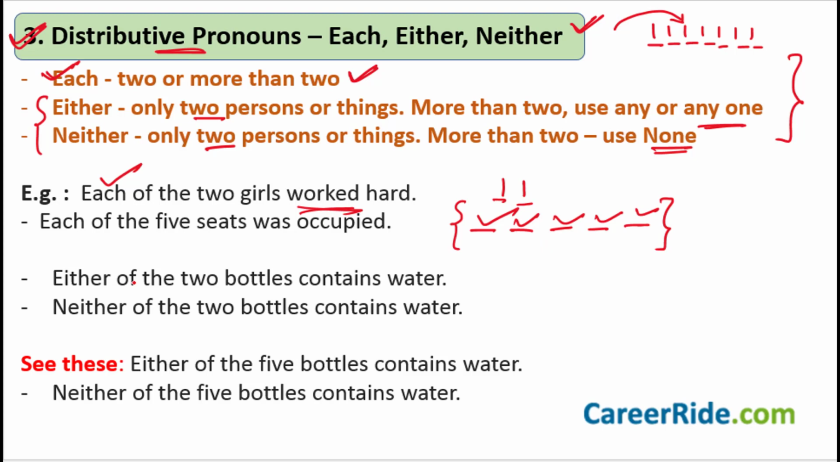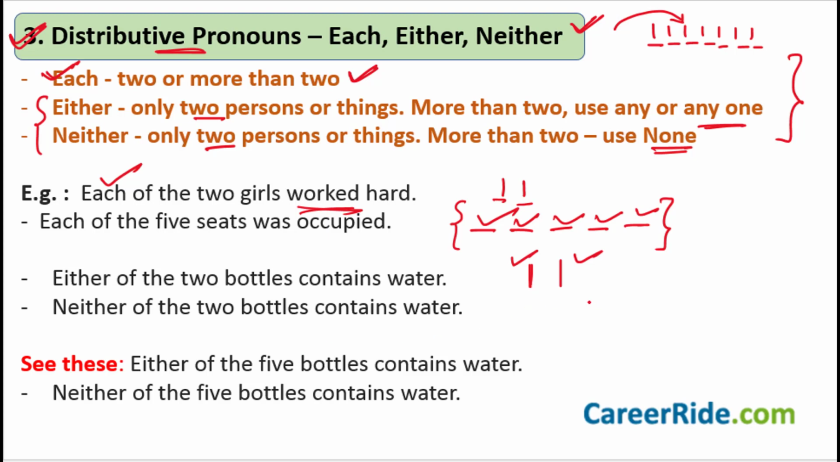Okay. Similarly, either of the 2 bottles contains water, right? There are 2 bottles and we can use either only for 2 things or 2 people, right? And it is trying to tell you that either of these 2 bottles contains water. Either this has water or this has water, right? Both of them do not have the water. It is one of these bottles that contains the water, right? Similarly, neither of the 2 bottles contains water.